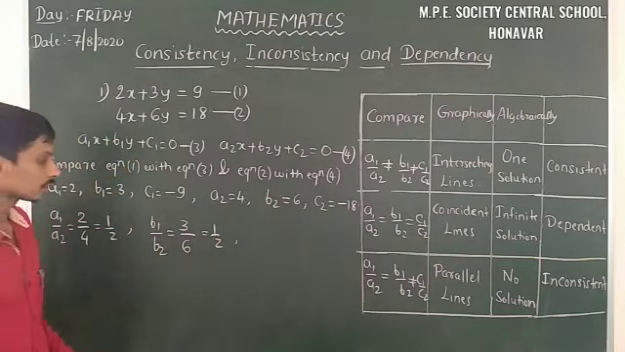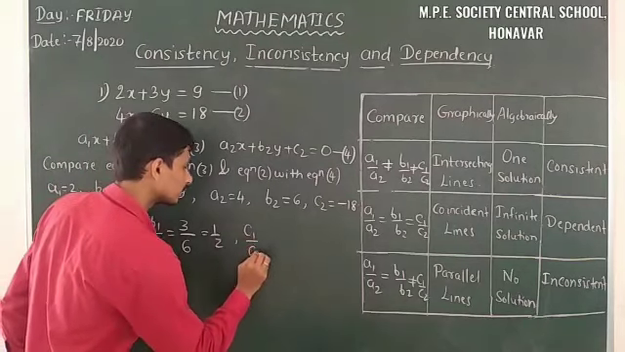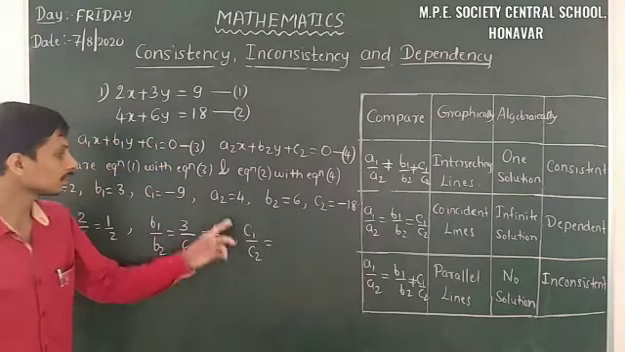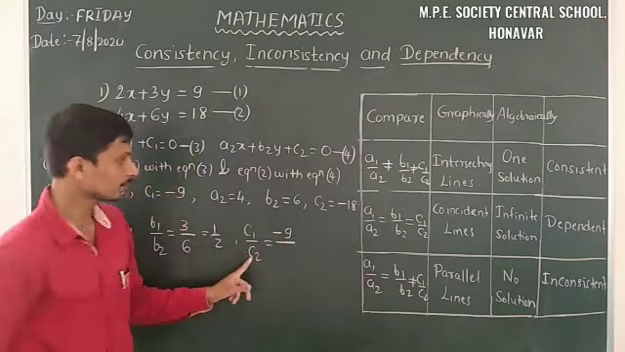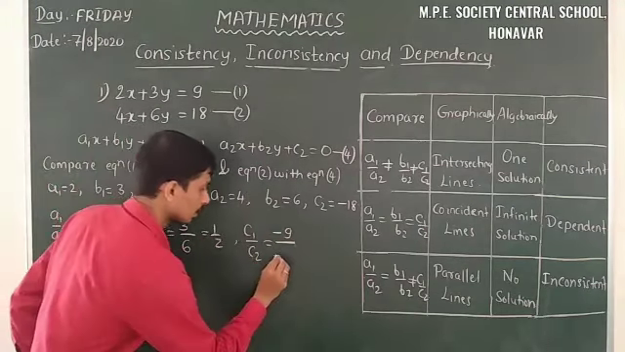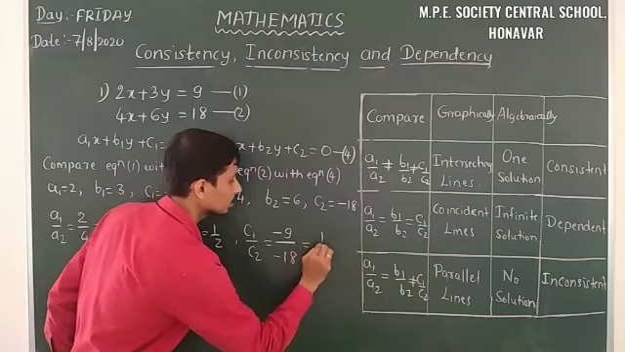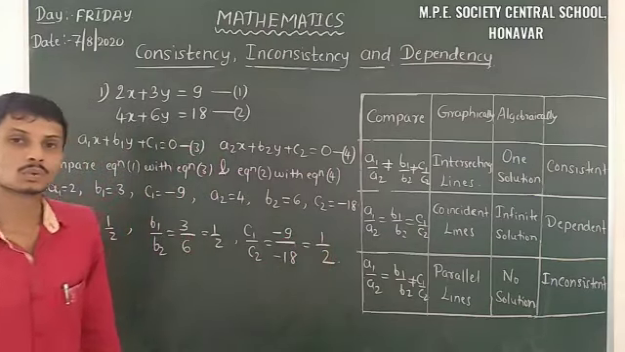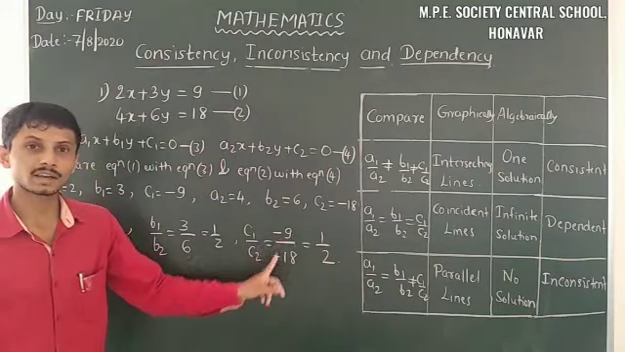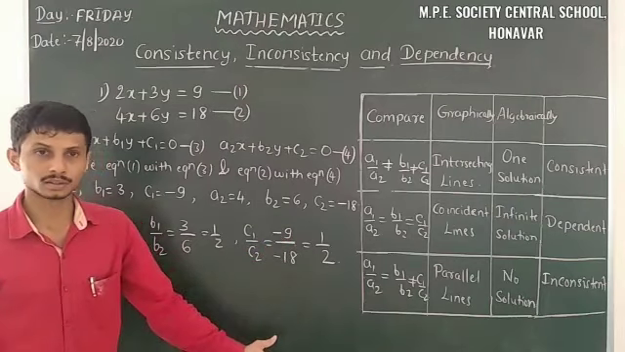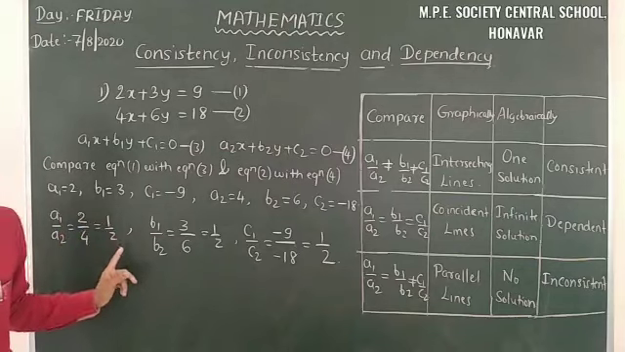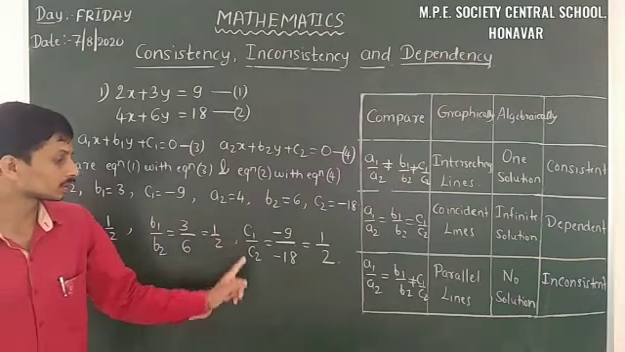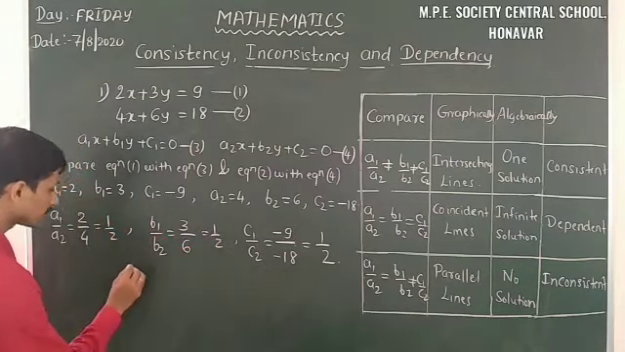After that we have to take c1 by c2. The value of c1 is minus 9 and the value of c2 is minus 18. The minus signs cancel, 9 into 1, 9 into 2, so that means it is 1 by 2. So let us compare all this: a1 by a2 is equal to 1 by 2, b1 by b2 is equal to 1 by 2, c1 by c2 is equal to 1 by 2.